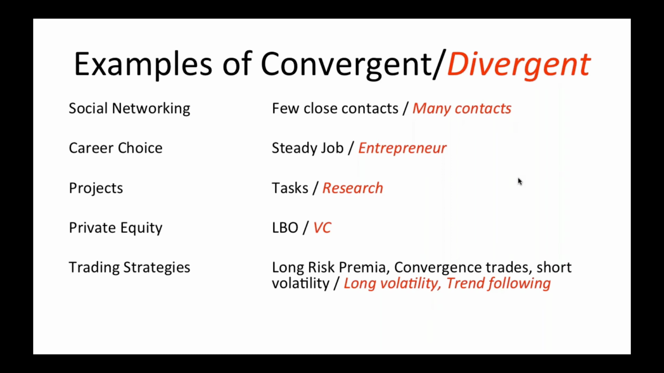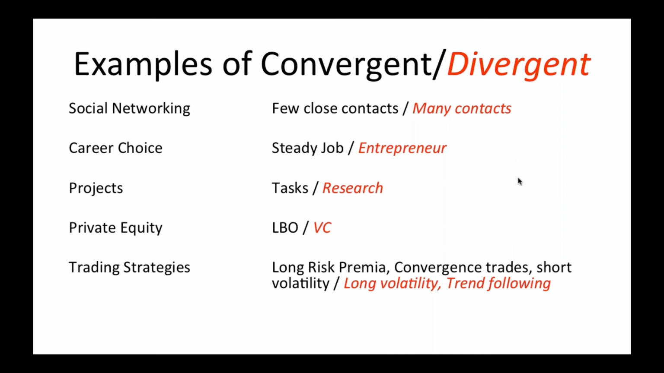For career choice, a job is very convergent because it's satisfying until you lose it. An entrepreneur, on the other hand, is going to be frustrating, but occasionally extremely exciting. For projects, task-oriented projects are very convergent. Research, on the other hand, for those of us who know research, can be very, very divergent. You may never know when you're going to get your next breakthrough.